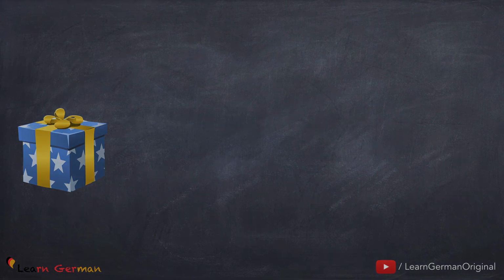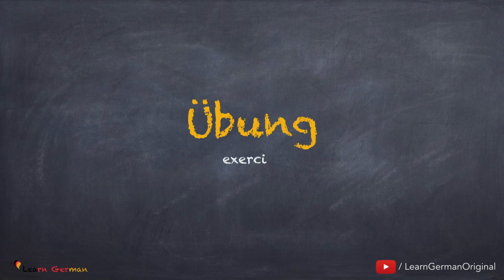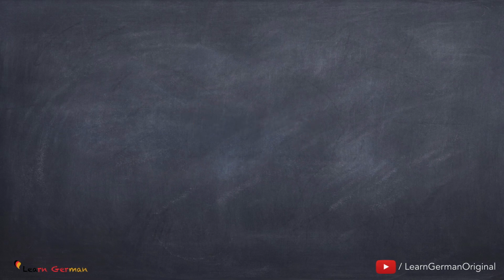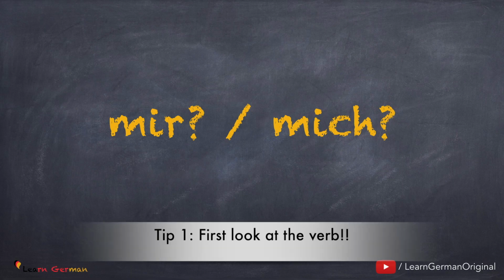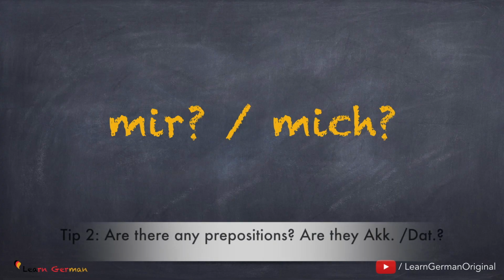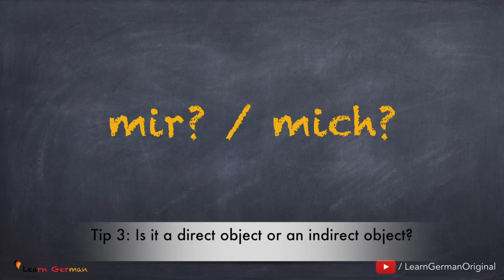Great! Now let's do a small exercise to know how much we've understood. Übung. All you have to do is fill in the blanks with mir oder mich. Do remember that you have to watch out for a few things. I would first look at the verb. Is it a dative verb or an accusative verb? Then I would look out for prepositions. Is the preposition accusative or dative? Lastly, I would ask myself, is this a direct object or is it an indirect object?